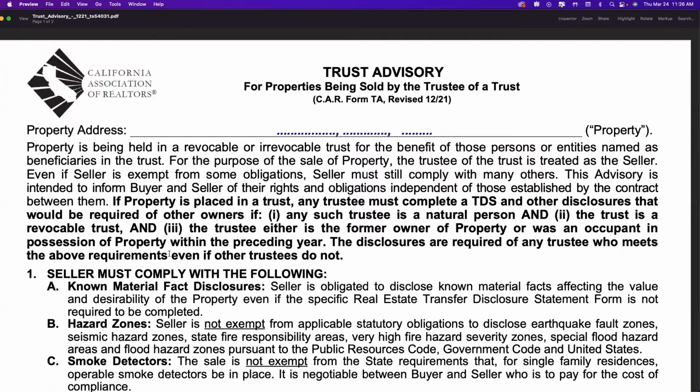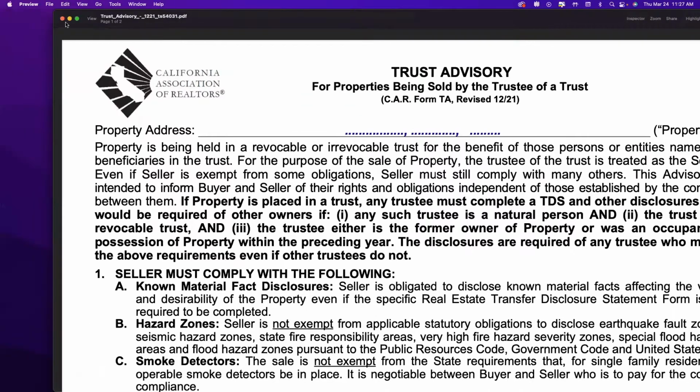If it is the original trustee or a successor trustee that lived in the property, that was their principal residence, then they are still required to provide a TDS, SPQ, and all the other mandated disclosures, okay? So any other questions about the trust advisory? Again, not a lot to go into. It just is a breakdown of what you're required and not required to do.